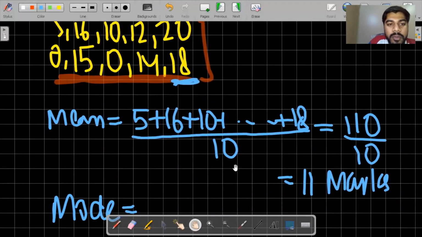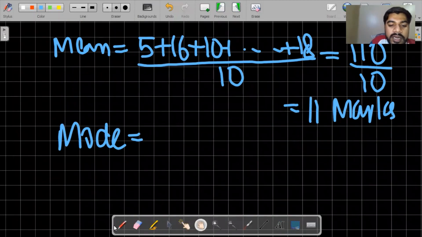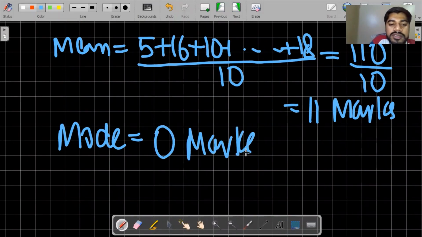If we talk about mode, mode refers to the most repeated, most popular value. As you have seen here, the only repeating value is 0. There are two students who are getting 0 marks. There is none of the other values that is repeated. So the mode marks for the following condition will be 0 marks.